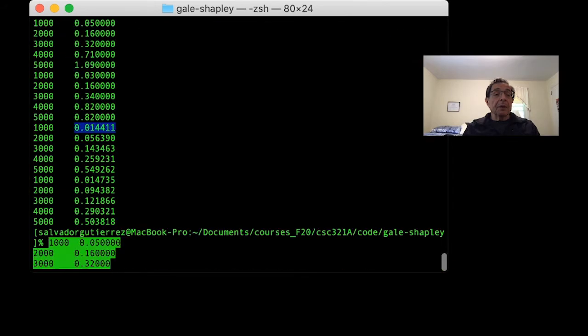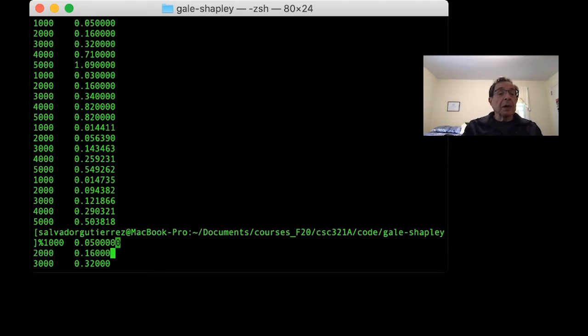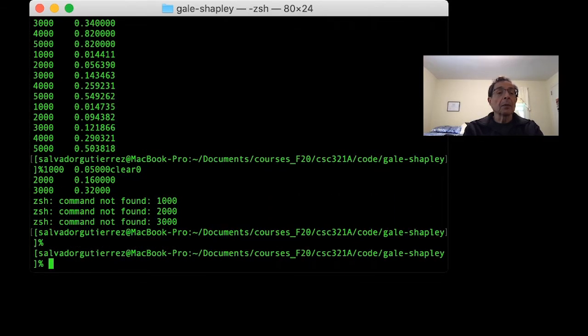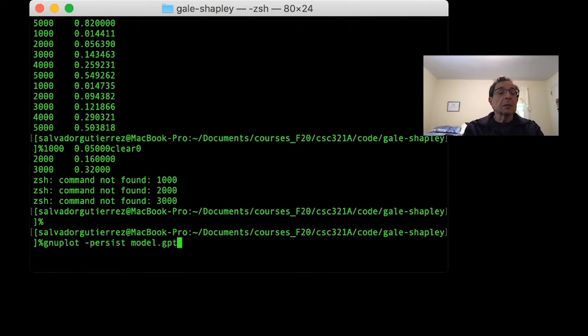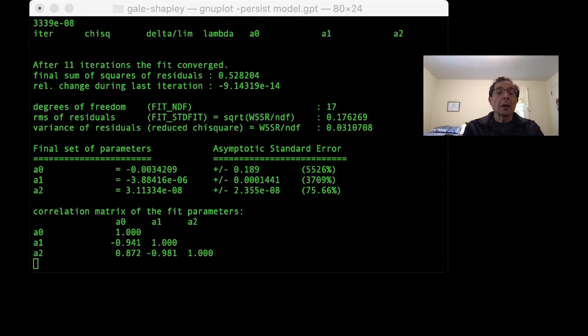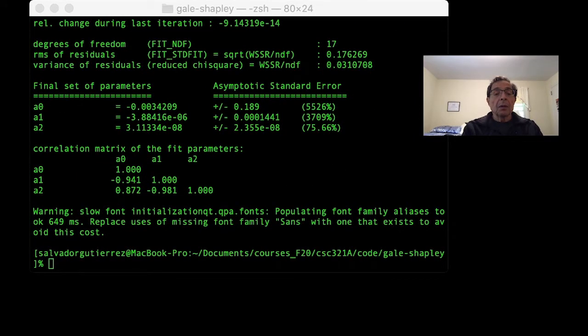And so what we should do now, let's say, is plot it, that's from GNU plot. When we do that, we get the following output.